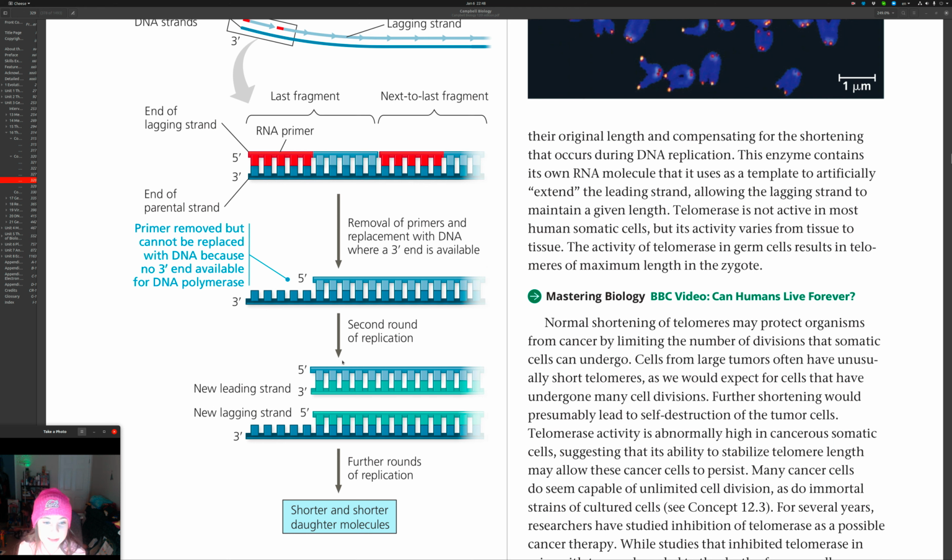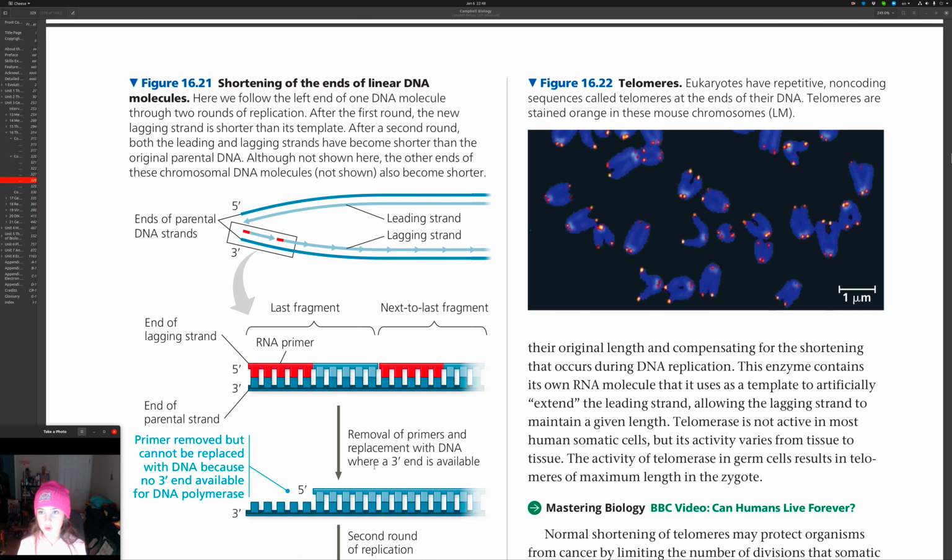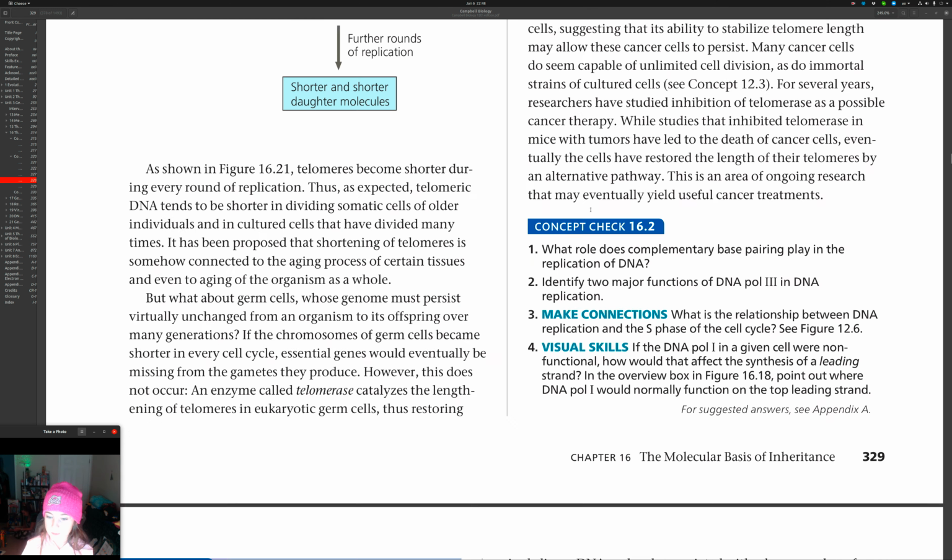After the second round of replication, we have a different leading strand and a different lagging strand. And after further rounds of replication, we have shorter and shorter daughter molecules. So it becomes short, and then it could lose functional genes. Prokaryotes don't have a way to deal with this, but eukaryotes have repetitive, non-coding sequences called telomeres at the end of the DNA, and they're stained orange in these mouse chromosomes.